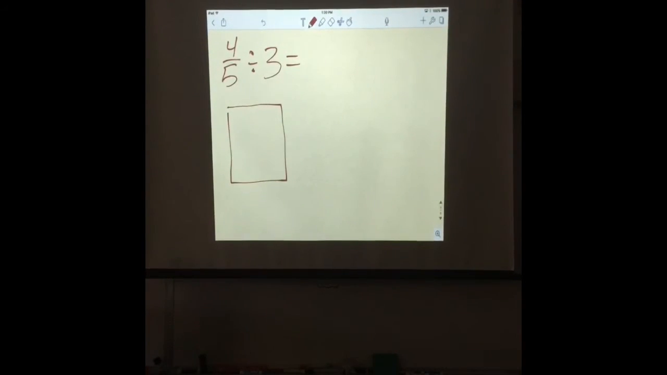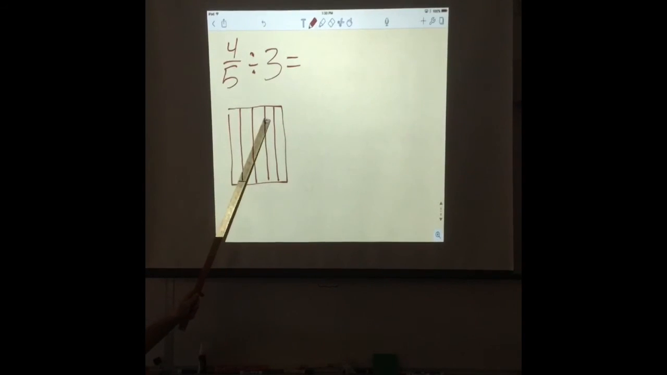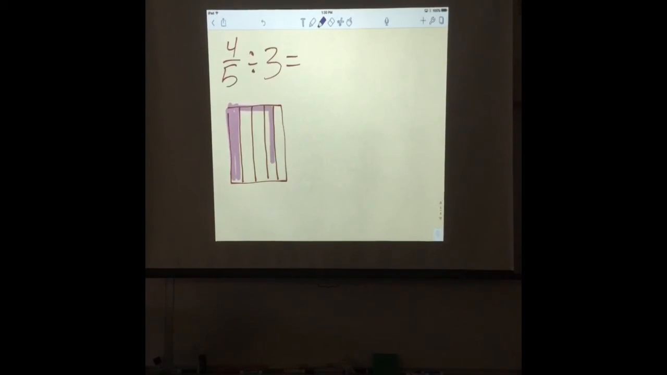Well, we have to draw out our fifths, right? So some of you are saying, well, that means you can have 4 lines here, right? So we have our fifths, 1, 2, 3, 4, 5. How many of those are going to be shaded in? 4. We're going to shade in 4 of them, right? So it's almost the whole thing, isn't it? Yes. So when we shade this in, 4/5, since 4 is close to 5, it means we almost have 1 whole.